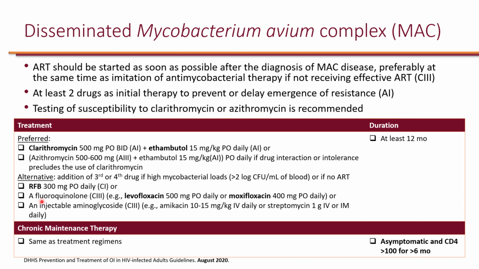agent. And the third and fourth agent would be rifabutin. This RFB is the shorthand for rifabutin. And you can also use fluoroquinolones, specifically levofloxacin or moxifloxacin, not ciprofloxacin. You can also have the option to use an injectable aminoglycoside.